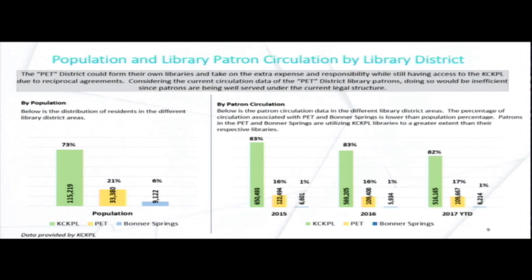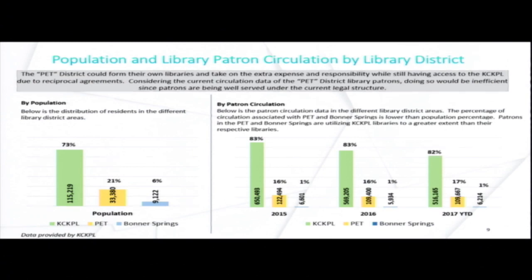And so the first graph shows the distribution by population, or by resident. The green throughout this PowerPoint represents the Kansas City, Kansas public library system. Yellow represents PET, and then the Bonner Springs system is in blue. So if you're looking just at population, KCK Public Library System has 73% of the population, PET has 21, and Bonner Springs has 6.